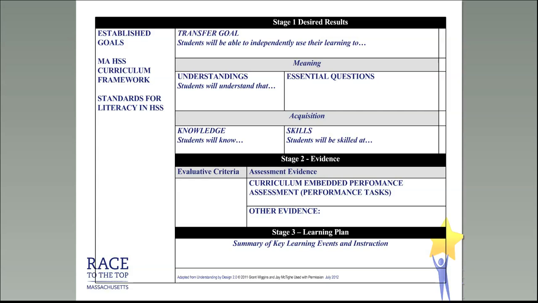If you go down, stage 2 is the evidence. What is it that will let me know as an educator that students actually have met the desired results? So that's that backward planning. First we decide what we need them to know, the skills and the knowledge and the understandings we want them to walk away with, and then we develop a performance assessment. In this particular model, we've used performance assessments to provide us with the data.